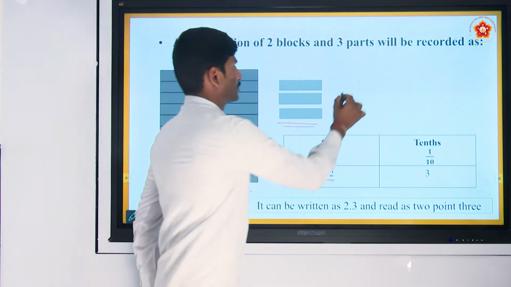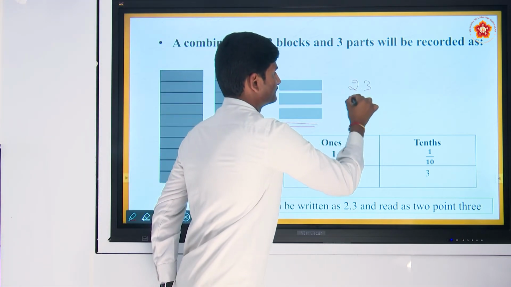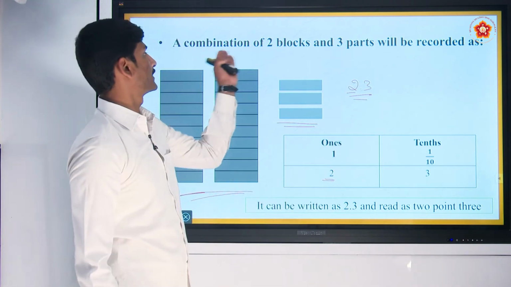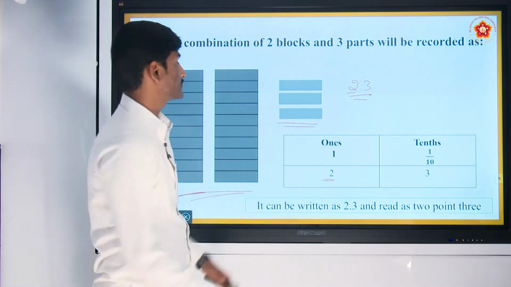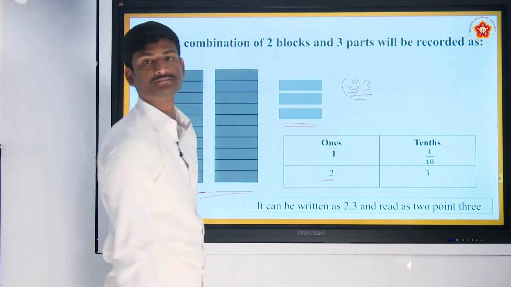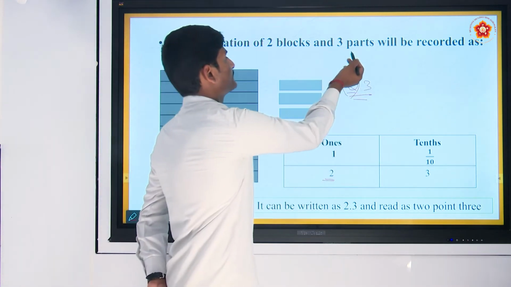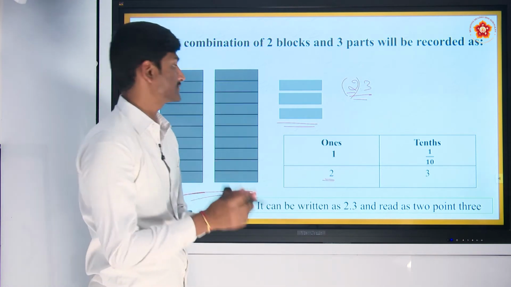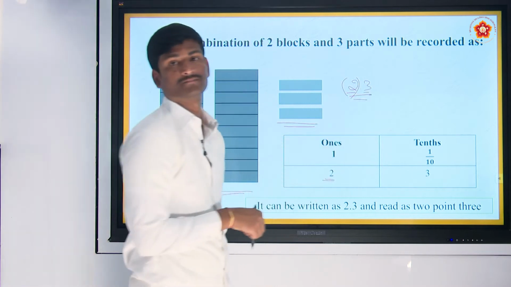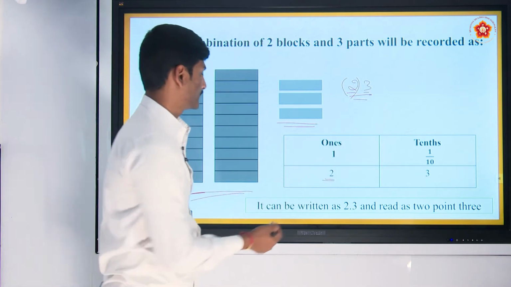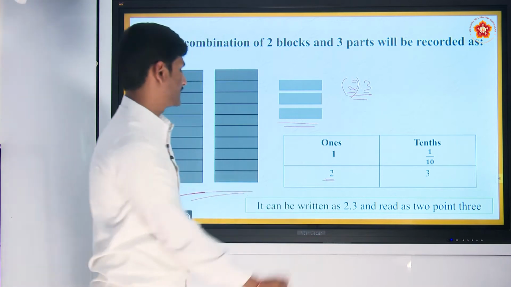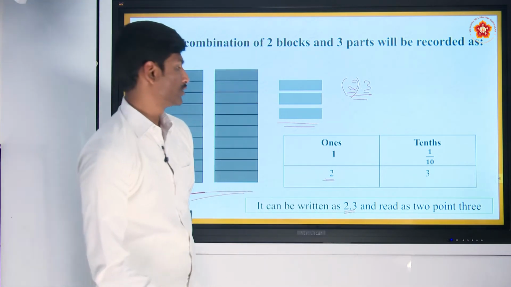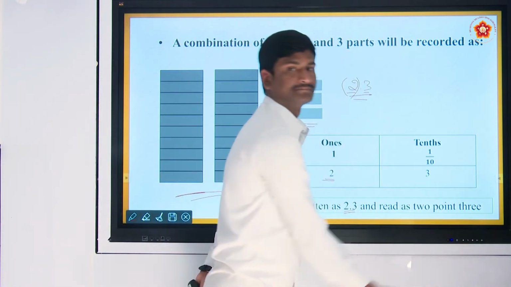That means 2.3. Okay, 2 is the whole number part. 2 blocks, a combination of the 2 blocks. 2 blocks means the whole number part, this one. And 3 parts, the divided part, means 0.3. This is the fractional part. Okay, 2.3. It can be written as 2.3 and read as 2.3. Okay.